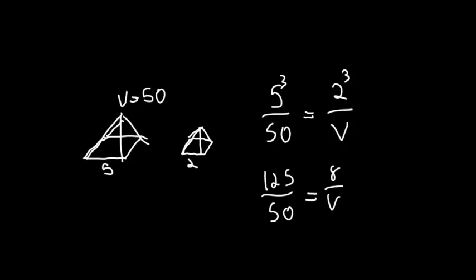So now you can cross multiply. 50 times 8 equals 400 equals 125 V. So divide by 125 and you can get volume would equal 3 2/10.